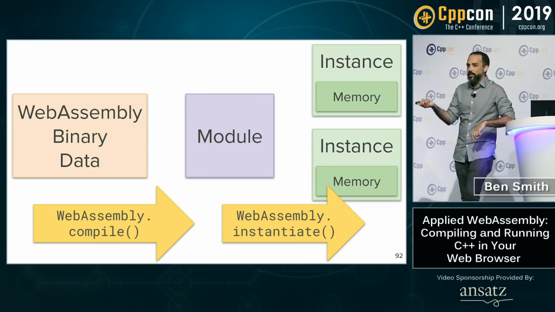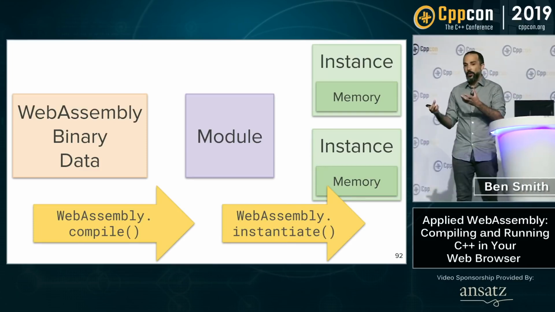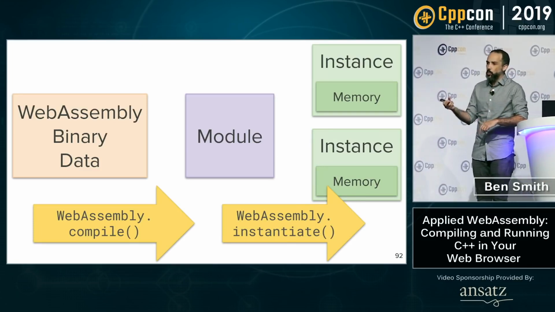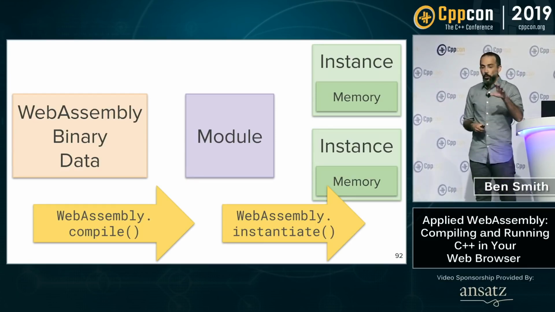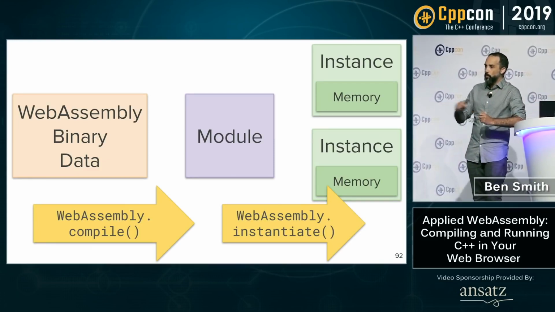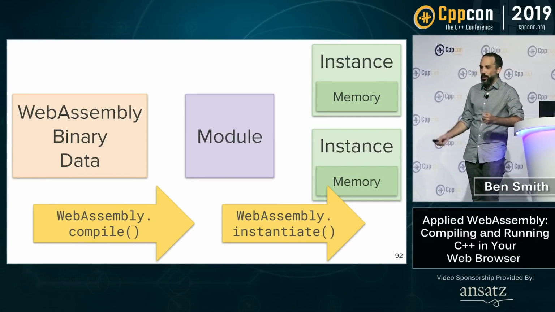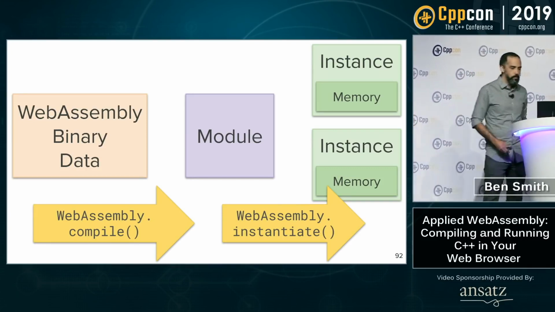The module isn't actually the thing that you run. The module is more sort of like the compiled code, you might say. The instance is more like the running process. So the module is sort of like the static data, and the instance is sort of the dynamic data. It actually has the memory objects and so on. And one of the cool things here is that you can take a single module and produce multiple instances, in exactly the same way that you have one executable and you have multiple running processes of that.